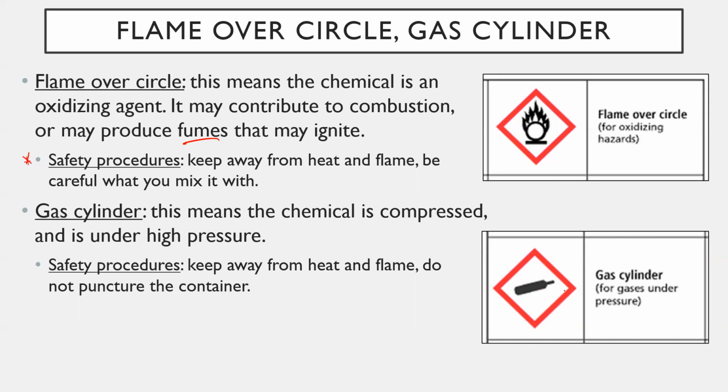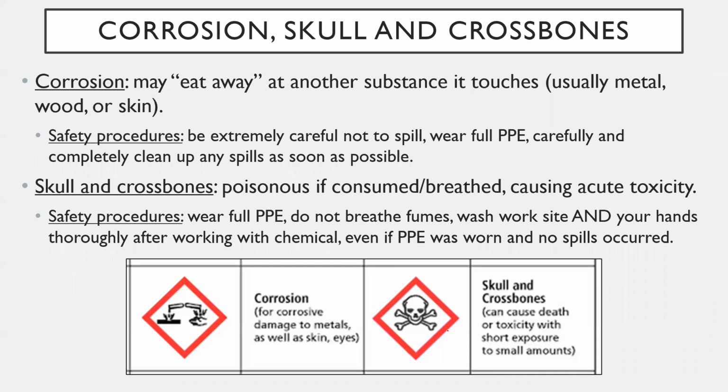Next one, gas cylinder. Like literally just looks like a compressed gas tube, right? Not a huge big deal. This just means the chemical is compressed and under high pressure. Not gonna lie, we will never deal with this, I don't even think anything in high school, but it's still useful to know. For some safety procedures, just keep it away from heat and flame. If you heated this up, it would expand and then potentially burst the container. And of course, don't puncture the container either, because that could cause it to shoot pressurized gas out of it. Not a good thing.